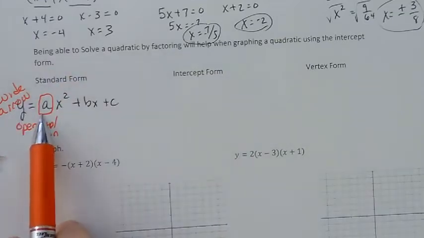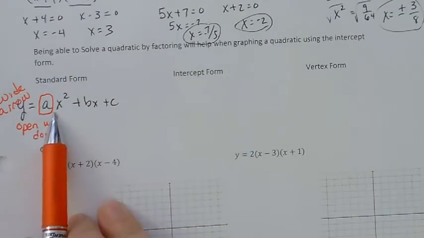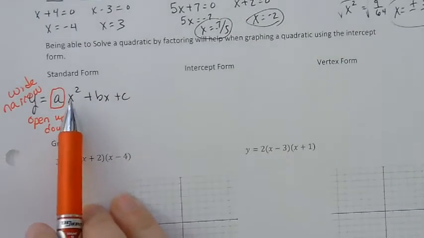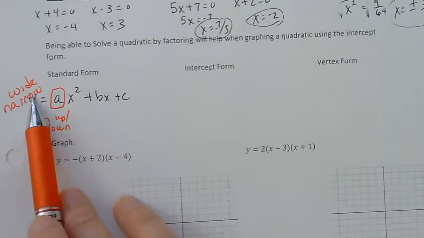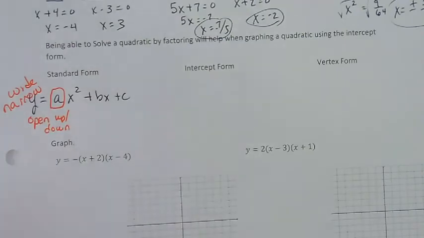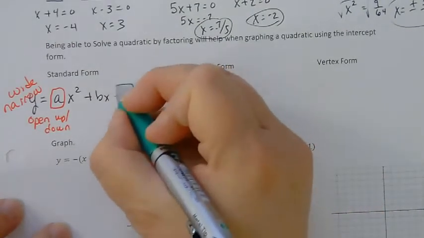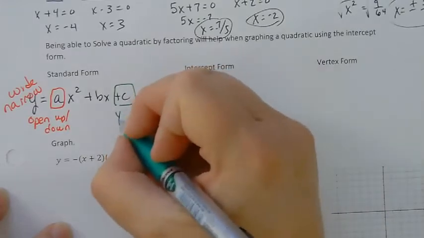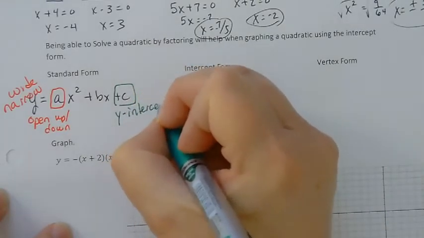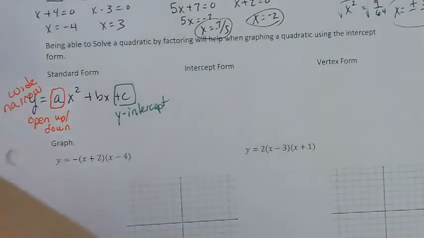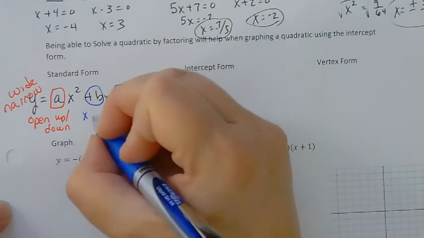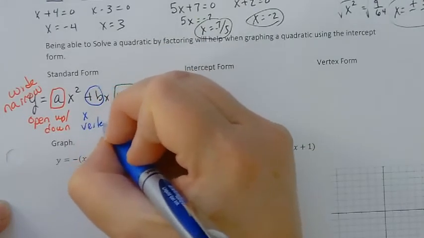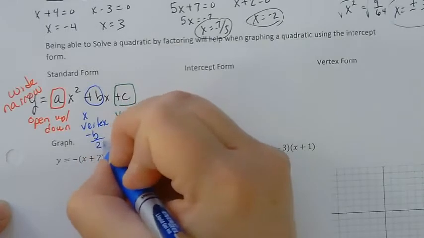So if this is a positive number, it's going to open up. If it's a negative number, the parabola is going to open down. If the number is bigger than 1, it's going to be narrower than the parent function. And if the number is a fraction, it's going to be wider than the parent function. We discovered that this number, the constant term, is going to be our y-intercept. And then the only thing that we could find useful for this number b is it helped us find the x value of our vertex, because we did the opposite of b over 2a.